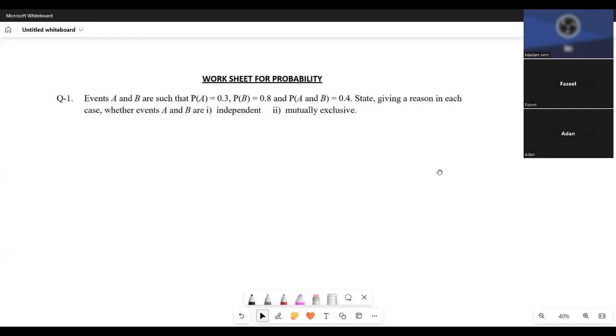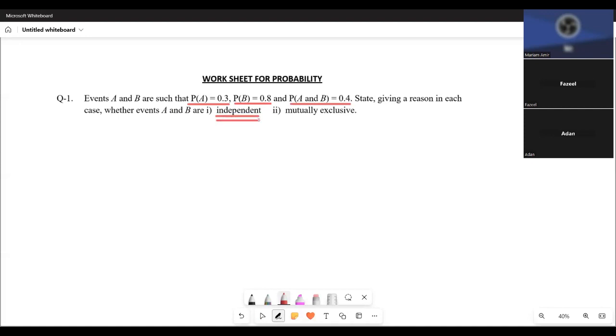So, worksheet on probability, question number 1. Events A and B are such that the probability of event A occurring is 0.3, the probability that event B occurs is 0.8, and the probability that both of them occur, P(A and B), equals 0.4. State, giving a reason in each case, whether events A and B are independent.